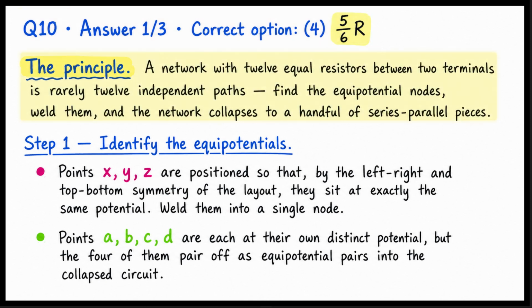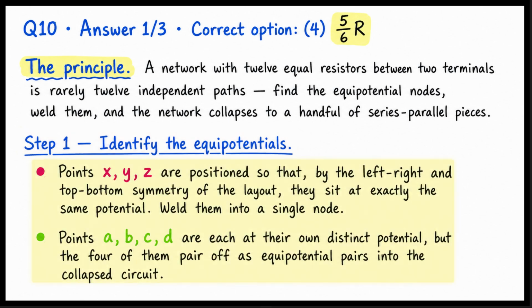The principle: 12 equal resistors between 2 terminals is rarely 12 independent paths. The layout symmetry places many intermediate nodes at the same potential. Weld them and the network collapses to a handful of series parallel pieces. Step 1. Identify the equipotentials.